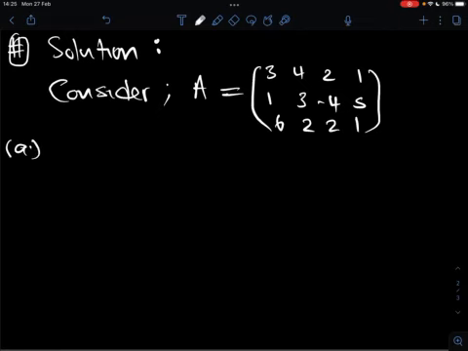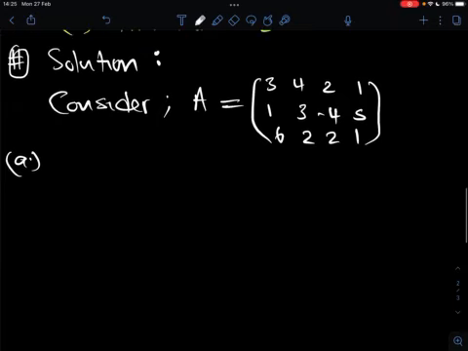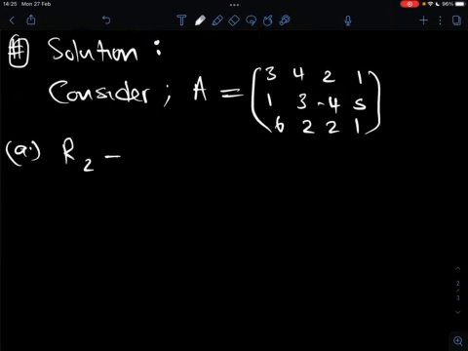Then in part A, we are asked to find the row operation R2 plus R3. So what is R2 plus R3 equivalent to in this matrix block? What is the meaning of this? How we read this is that to row 2, we must add row 3. You see that? Or sometimes you can read this as saying add row 2 to row 3.